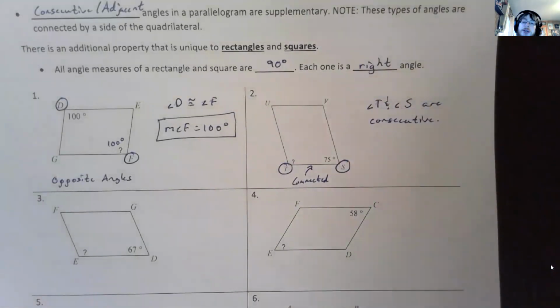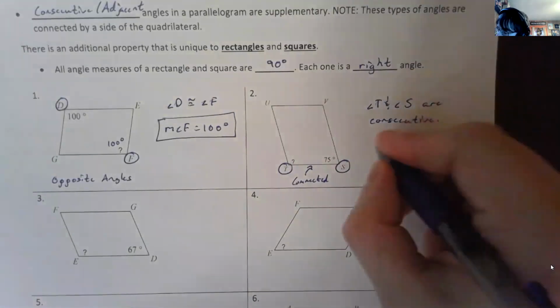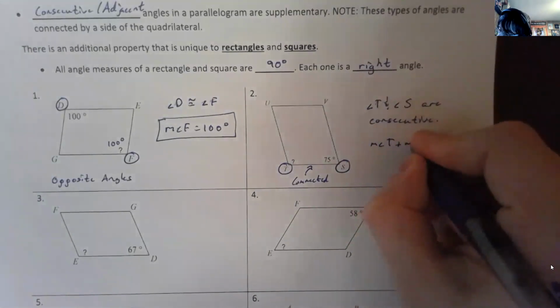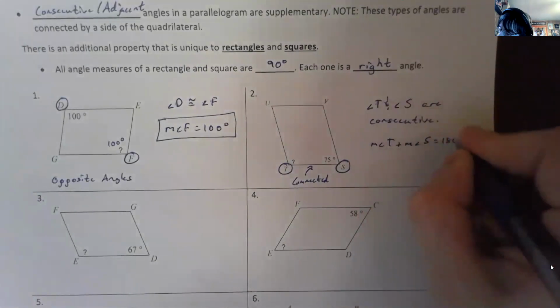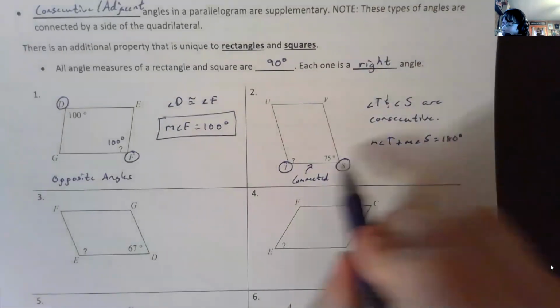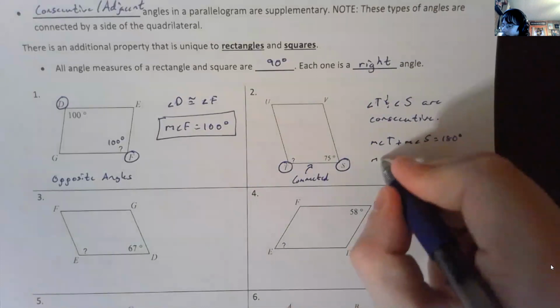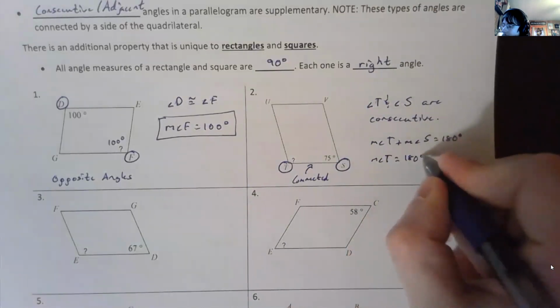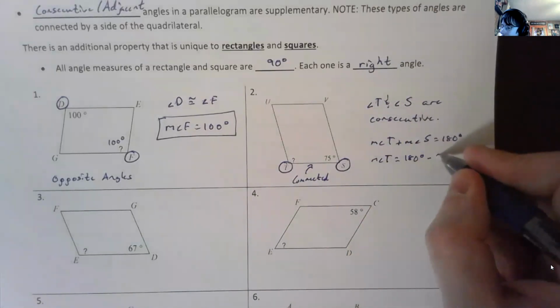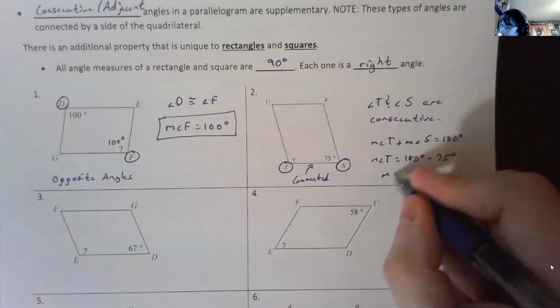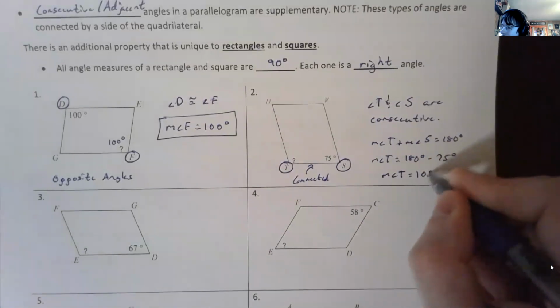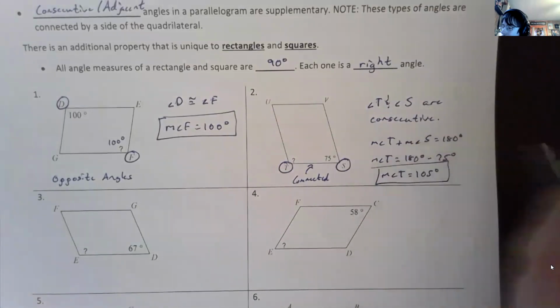Now, since angle T and S are consecutive, that means they are supplementary. So the measure of angle T plus the measure of angle S must equal 180. Well, to find angle T, we take 180 and subtract angle S. So we subtract 75. And if we do that, we get that the measure of angle T is 105 degrees.